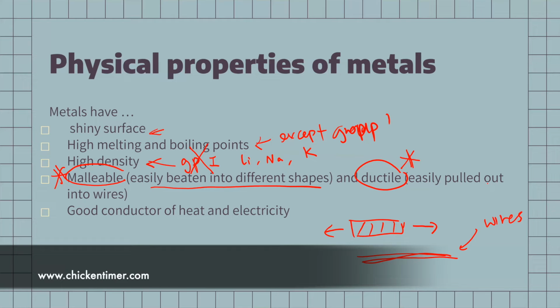Then good conductor of electricity and heat. That one you know. Are there any metals that are not good conductors of electricity? Not that I know of. Most metals are good conductors of heat and electricity. Group 1 metals are also good conductors of heat and electricity.